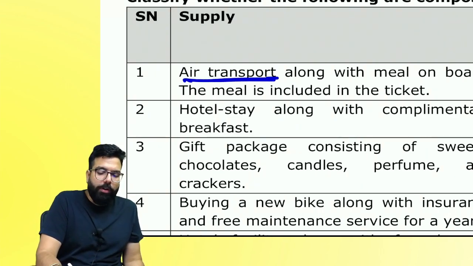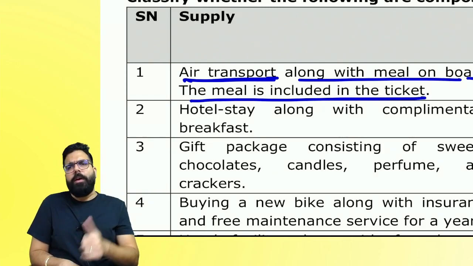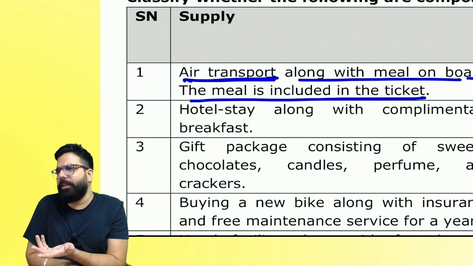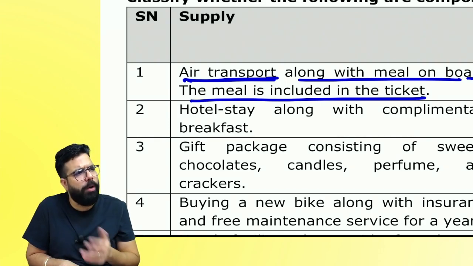Air transport along with meal on board. The meal is included in the ticket. You booked one airline ticket. Along with the airline ticket, they gave you food also, complimentary. Composite or mixed? Composite. It is a natural bundle. Correct or not? When you went in the flight, they gave you food.